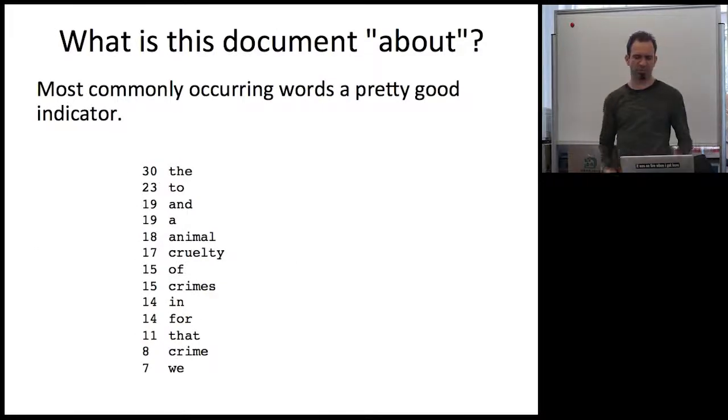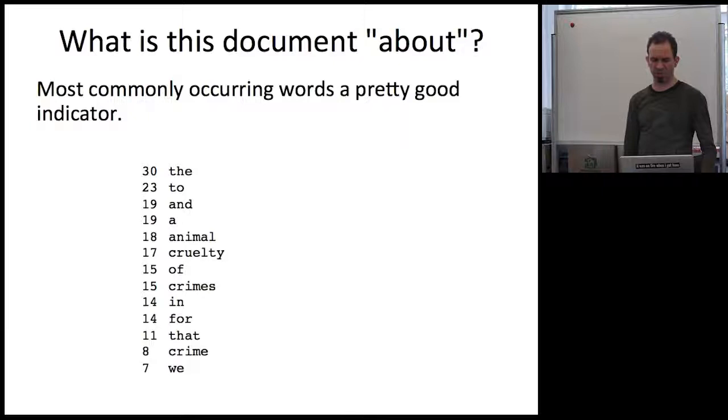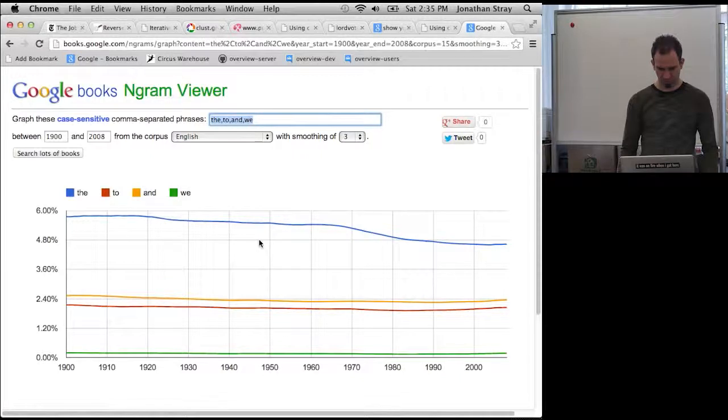So here are the most commonly occurring words in a particular document. What's this document about? Animal cruelty. In particular, criminal animal cruelty. What else do you see in this list? Yeah. In fact, in English text, 7% of the words will be the. Yeah, there's a lot of that.